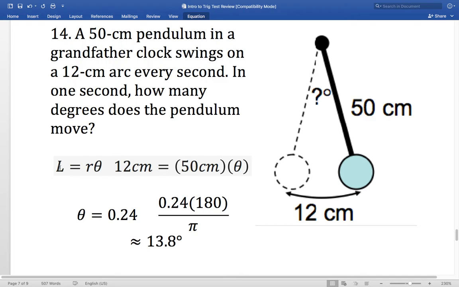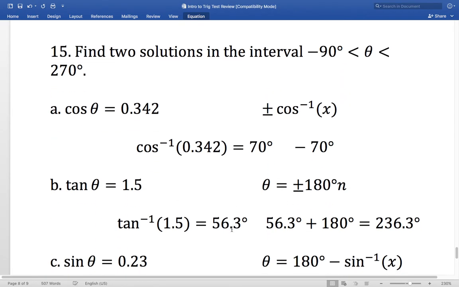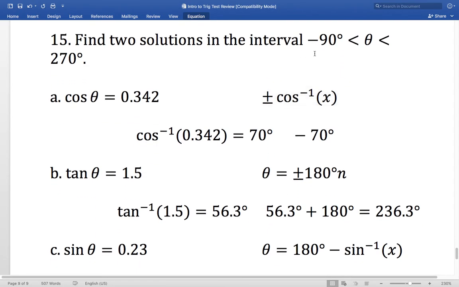We have our arc length is 12, so we put the 12 centimeters here. Our radius is 50 centimeters. And now we're looking for our angle. We divide both sides by 50. We get theta is equal to 0.24. But this is in radians because our formula is in radians. And then we need to take our radians, multiply by 180, divide by pi, and that gives us our angle of 13.8 degrees.